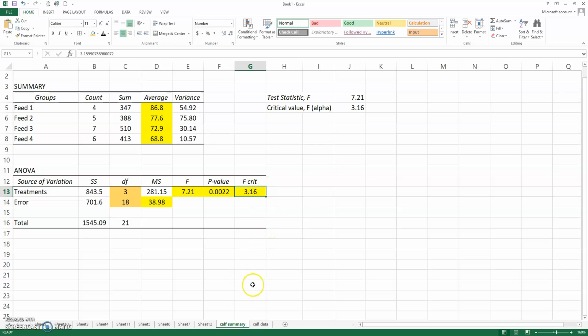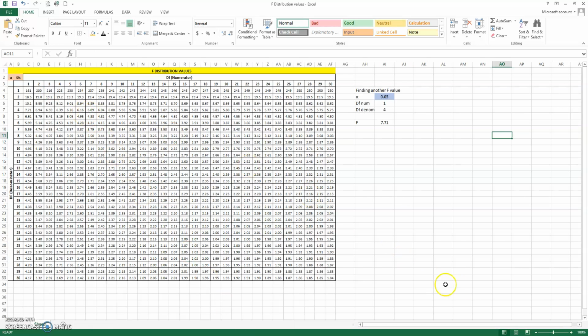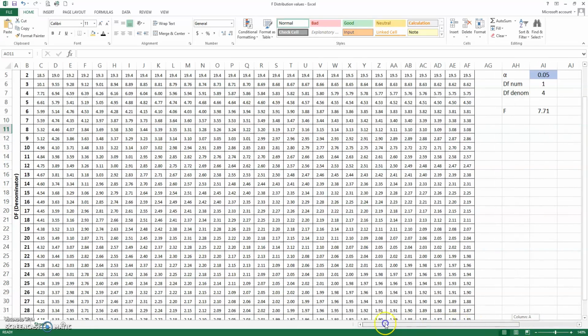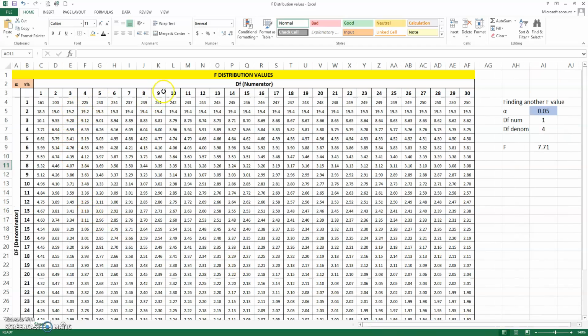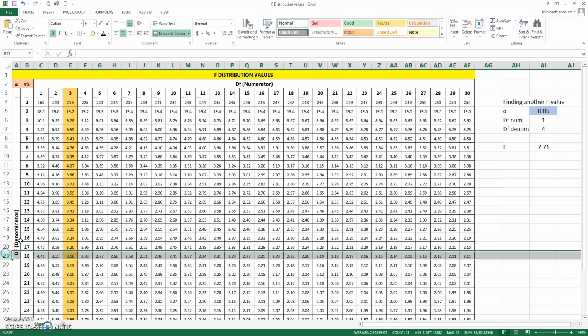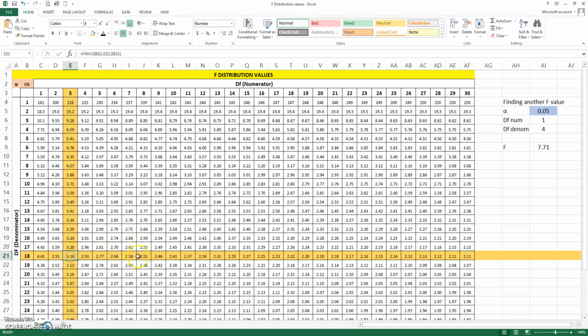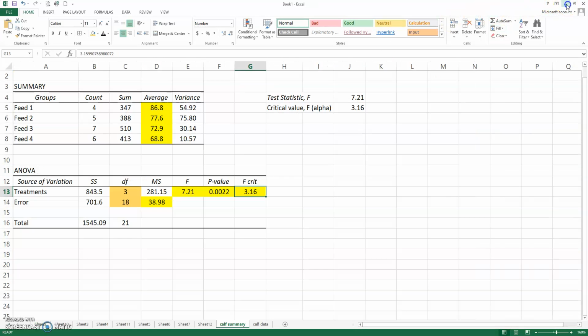We can find the critical value by looking at our F distribution table. The degrees of freedom in the numerator is k minus 1. We have 4 treatments, so we're looking at 3 degrees of freedom for the numerator, and n minus k, with 22 calves in total, is 22 minus 4, which gives us 18. We're looking at the intersection right there, 3.16. Based on the decision rule, we are going to reject the null hypothesis because 7.21 is greater than 3.16.